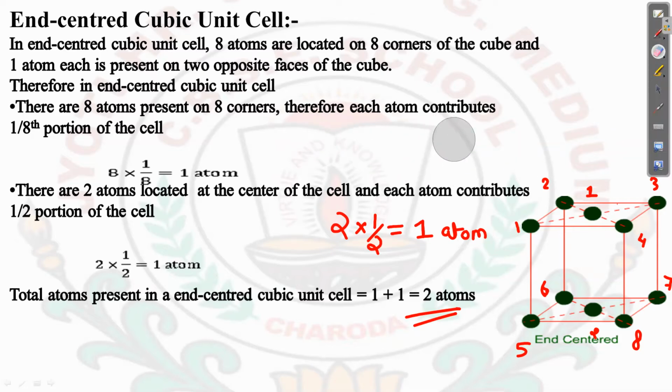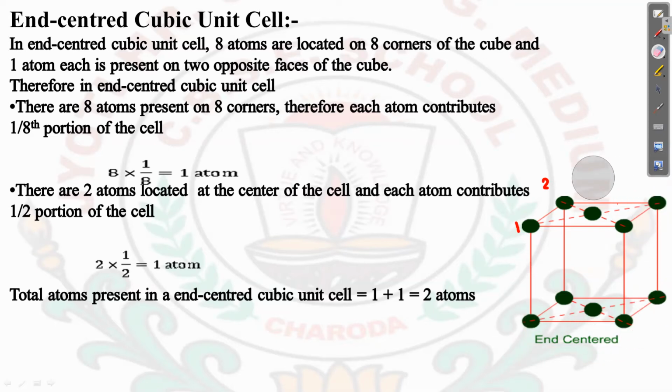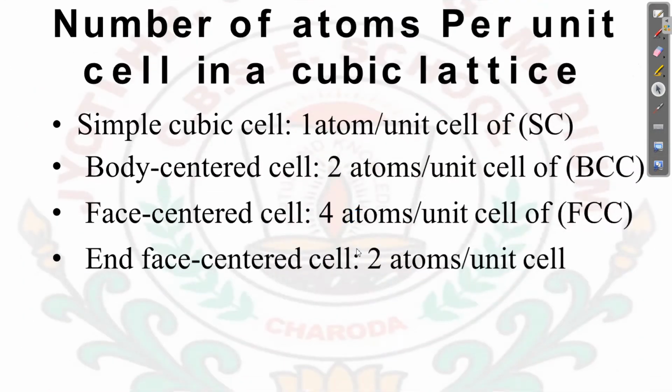Okay, let's move further. Now, as you have seen, in a simple cubic unit cell, how many atoms were contributed? Only one atom. Then in body centered, two atoms were contributed. In face centered, four atoms were contributed. And in end centered, again two atoms were contributed per unit cell. This number of atoms is per unit cell.